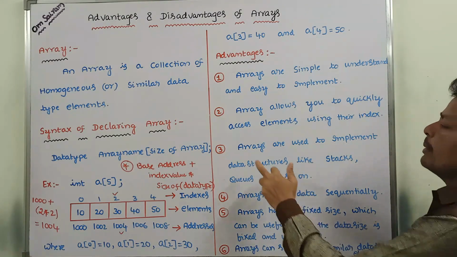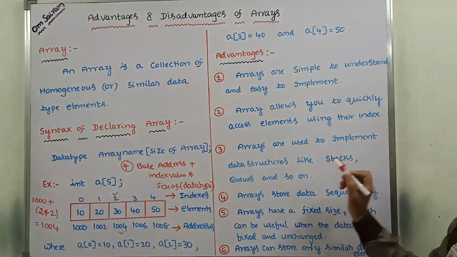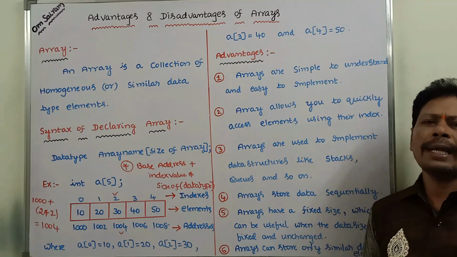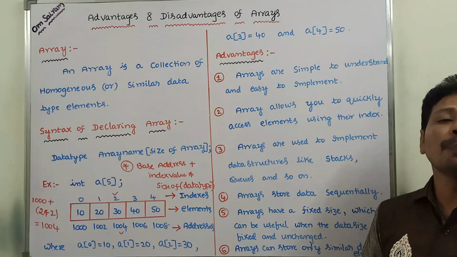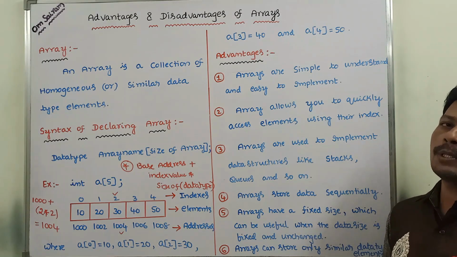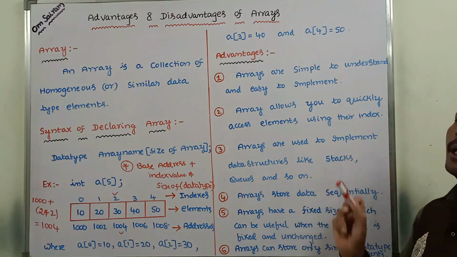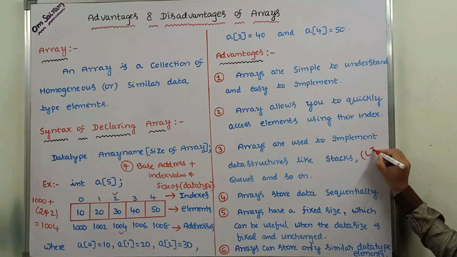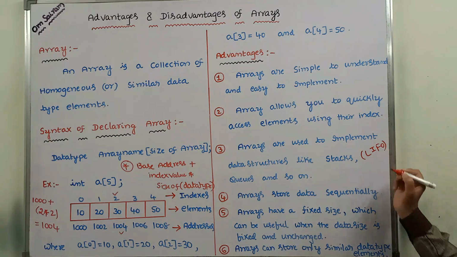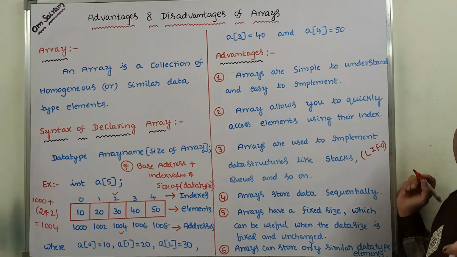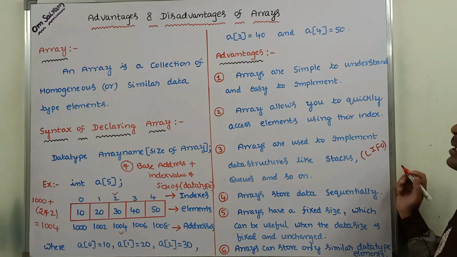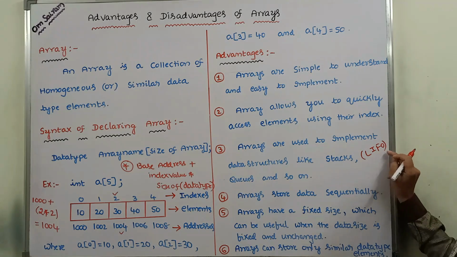Next, third point, arrays are used to implement data structures like stacks, queues, and so on. So arrays are mainly used for implementing linear data structures such as stacks and queues. Stack is a linear data structure. It works on a principle called LIFO, that is nothing but last in, first out. Whatever element is inserted last, that element can be deleted first. That is called last in, first out.